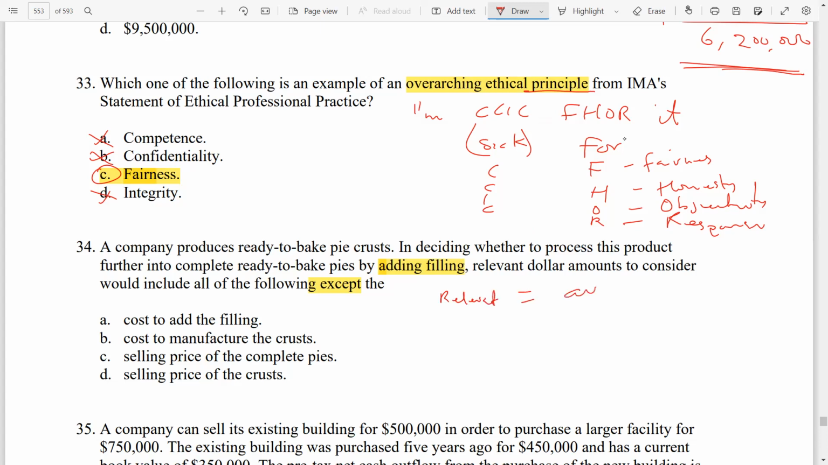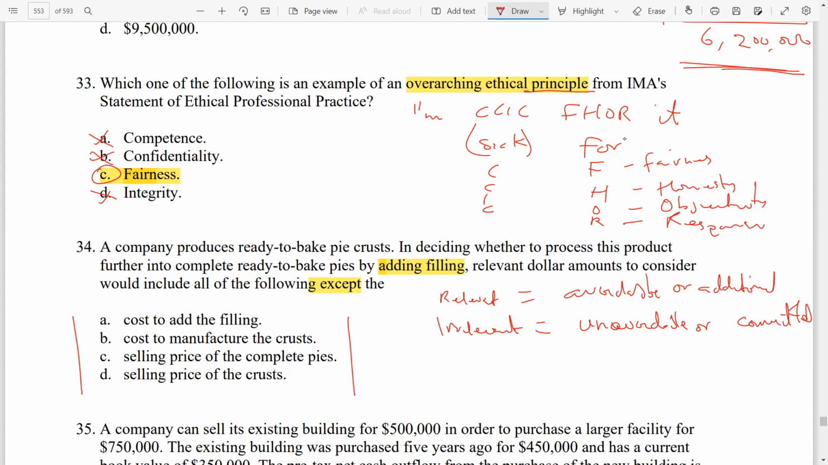Relevant means it is avoidable or additional cost. Irrelevant is unavoidable or committed cost. So it's committed. We have already committed. Okay, so which of these costs is irrelevant? Because it says relevant cost, everything else will be relevant except one, which is irrelevant.